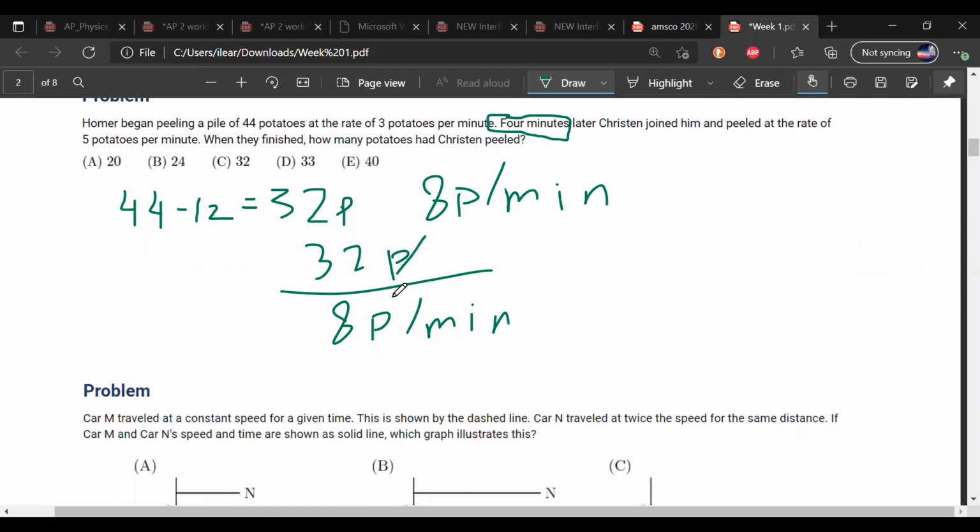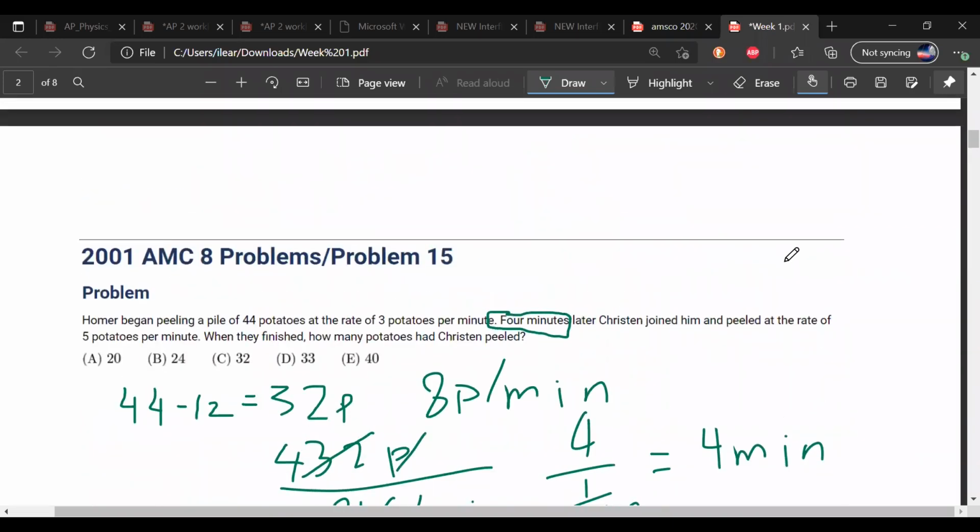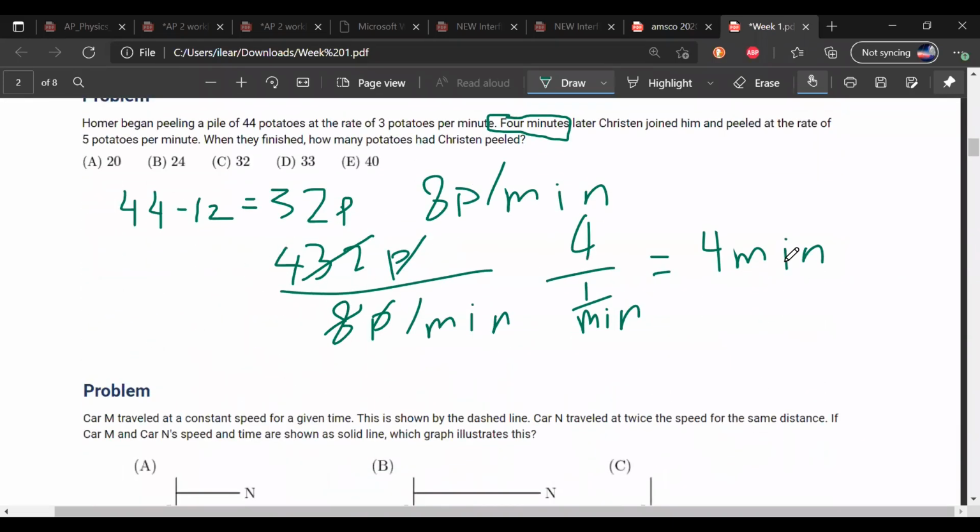The potatoes and potatoes cancel out. 32 divided by 8 would give us 4. So we have 4 over 1 over 1 minute, which would just give us 4 minutes. So doing something like this, where you set up an expression where you have a unit and then you have a rate, then you can get the total time that was spent peeling. All right. So they spent 4 minutes peeling after Christian joined.